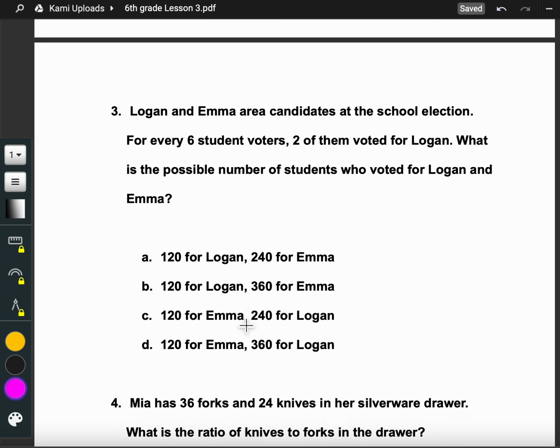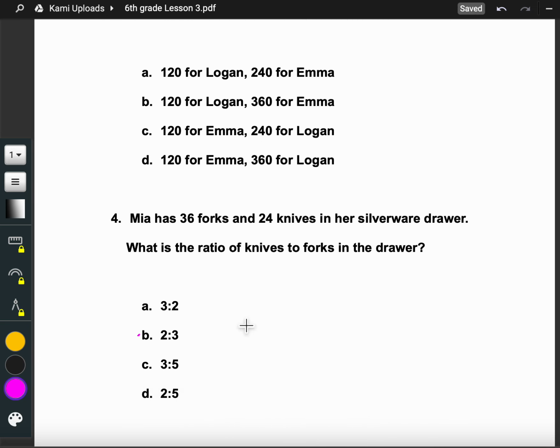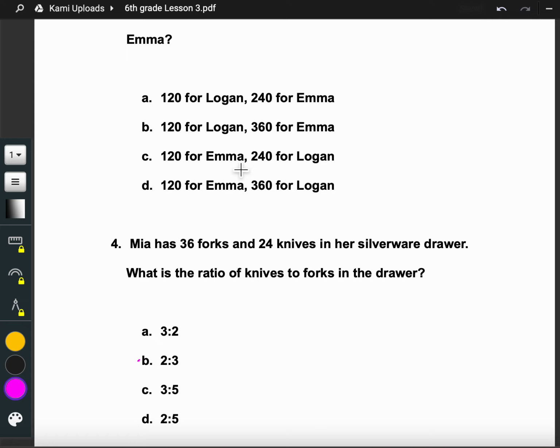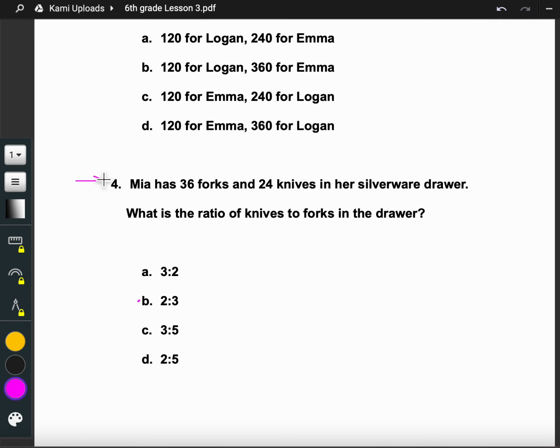Okay, let's look at number 4. Let's skip number 3 because we've done that before. Mia has 36 forks and 24 knives in her silverware drawer. What is the ratio of knives to forks?